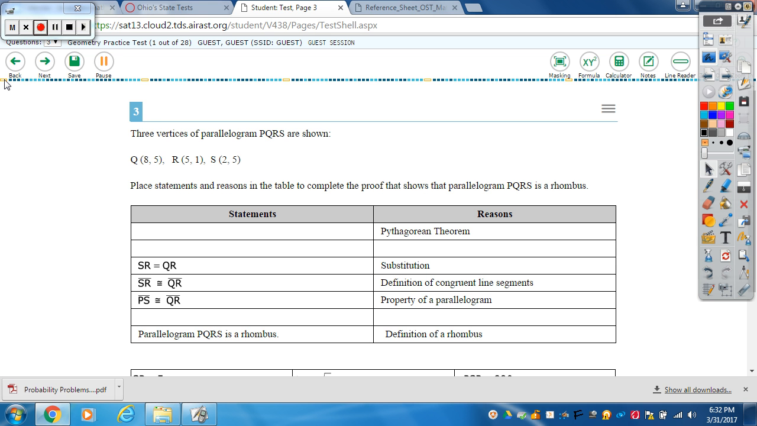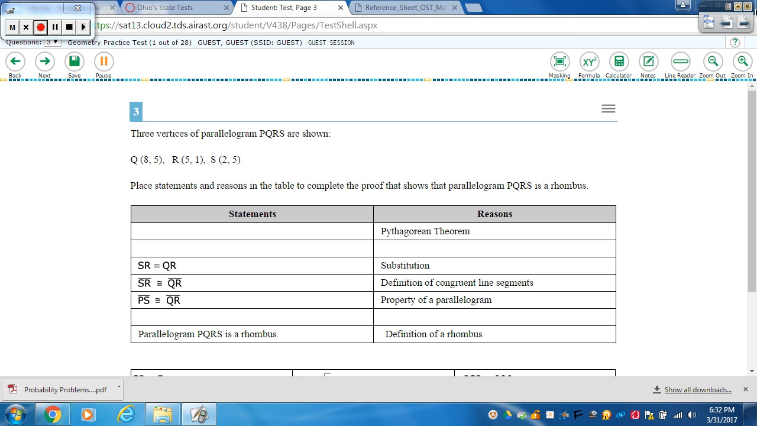Bada boom, bada bing. Here we go. 3 vertices of parallelogram PQRS are shown, and we have those 3 vertices. Place statements and reasons in the table to complete the proof that shows that parallelogram PQRS is a rhombus.